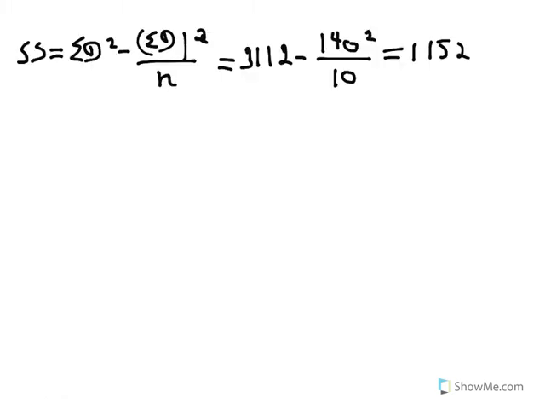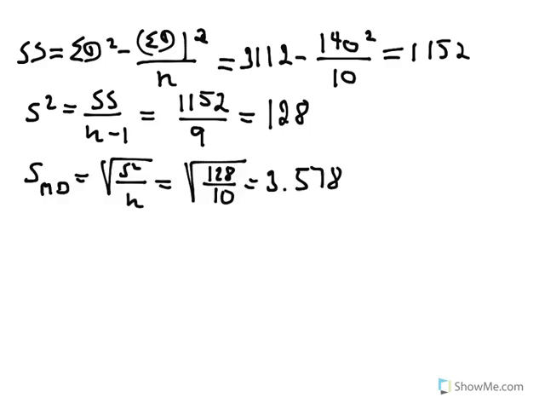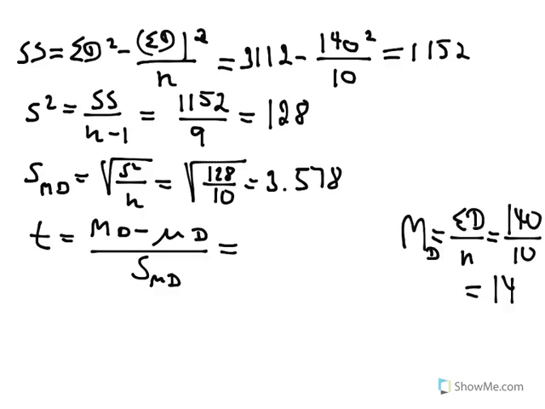So the sum of squares is 1,152. The variance is the sum of squares over n minus 1, 128. Now we can solve for the estimated standard error. That's 3.578. And now we can finally solve for t. Let's get the mean, because we didn't do that yet. So that's 14.